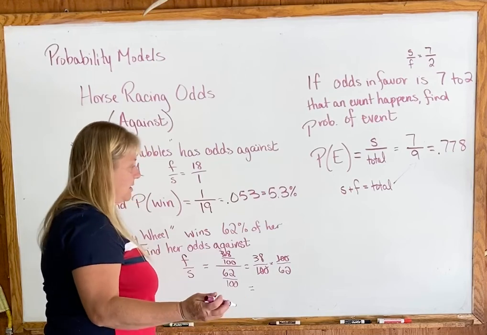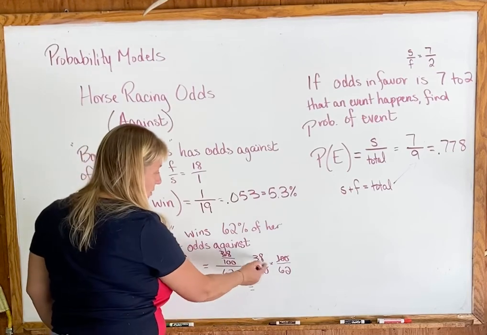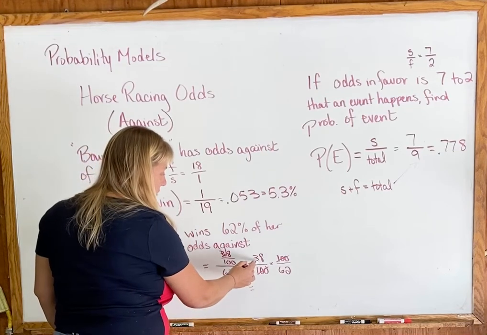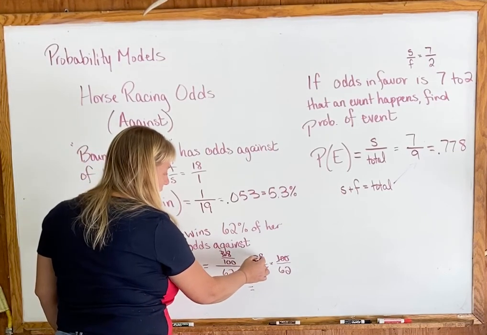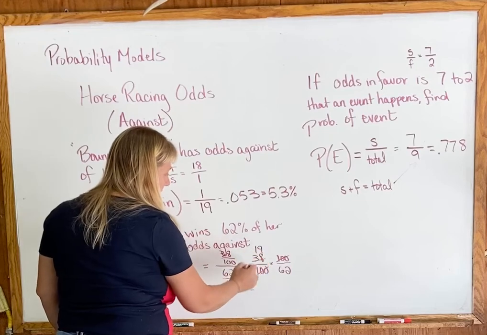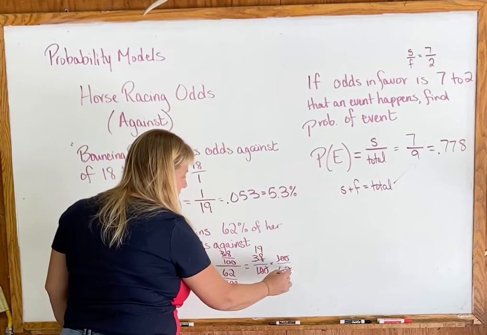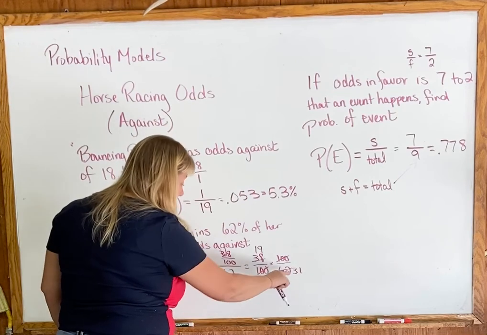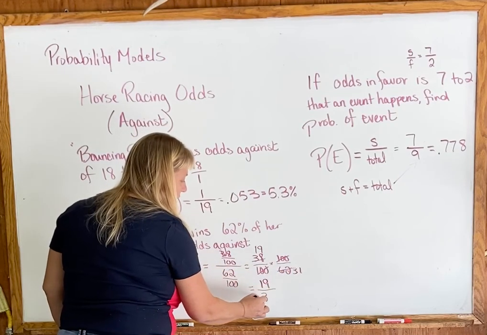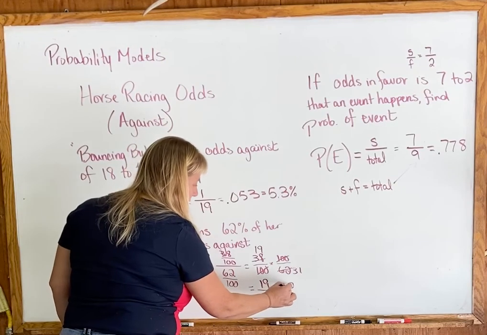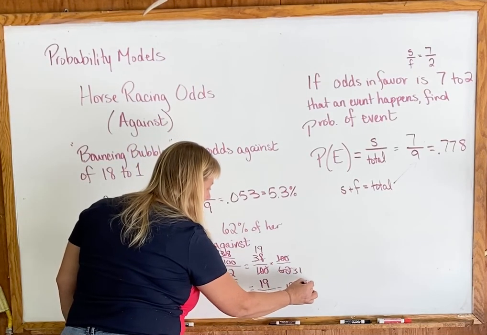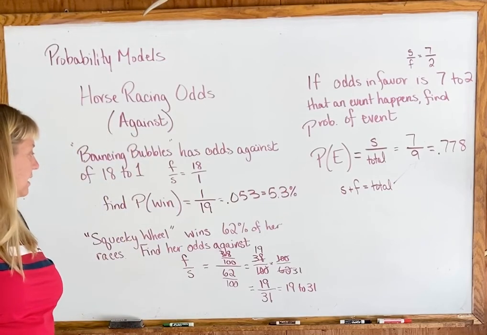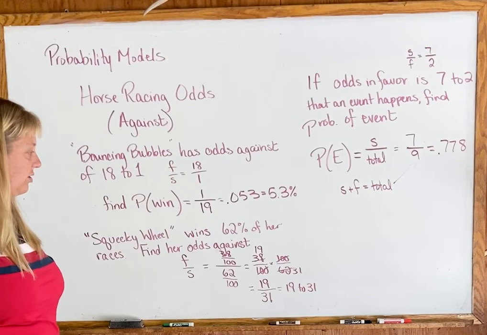And sometimes it's easy to see what the reducing is, sometimes it's a little bit harder, but I can tell that a 2 goes into each one of them. So if I take out a 2 here, there'll be 19 left. And if I take out a 2 there, there'll be 31, sorry. So only 19 over 31, or 19 to 31. So her odds against are 19 to 31.